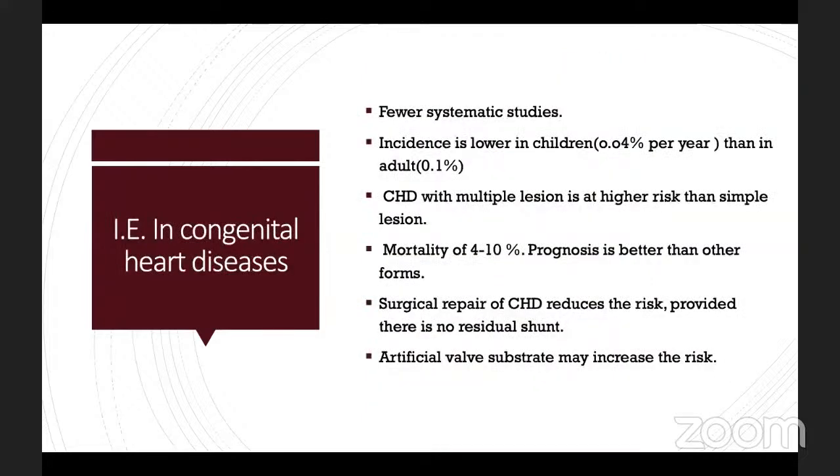So, infective endocarditis and congenital heart disease. There are few systematic studies about this topic, but the incidence is lower in children at 0.04% per year than in adults at 0.1%. Congenital heart disease with multiple lesions is at higher risk than simple lesions. Mortality is 4 to 10%.